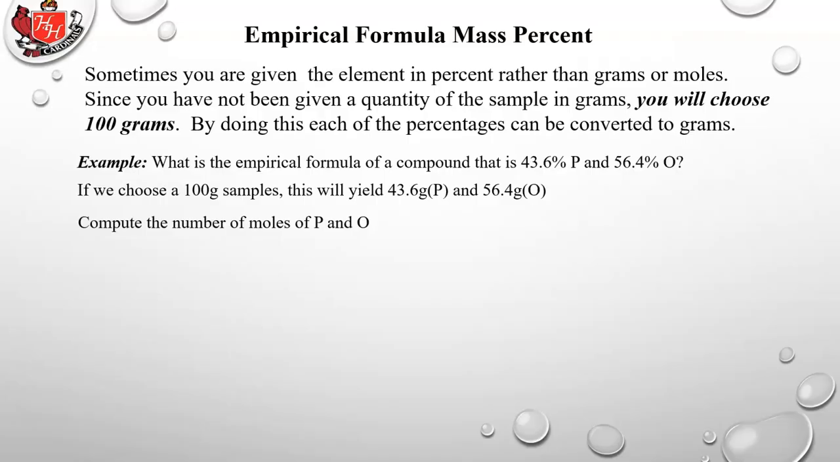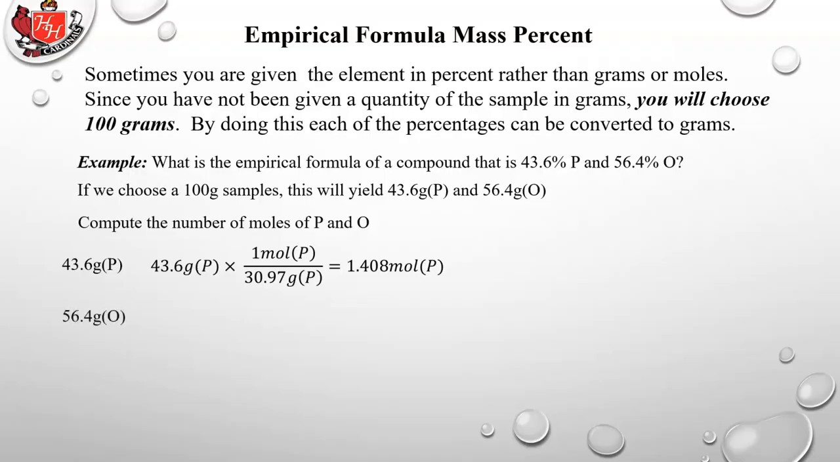So compute the number of moles. So there's the grams of phosphorus. You take the molar mass, 30.97, and you come up with 1.408 moles. For oxygen, 56.4, take the molar mass of 16. This is an oxygen atom, so it's 16, and you get 3.525 moles.